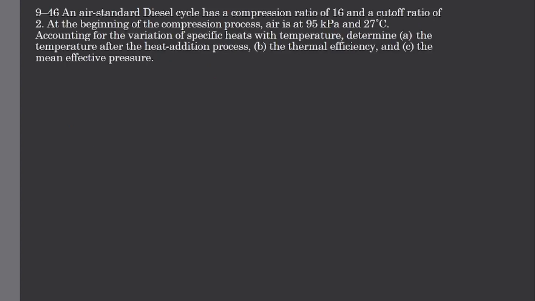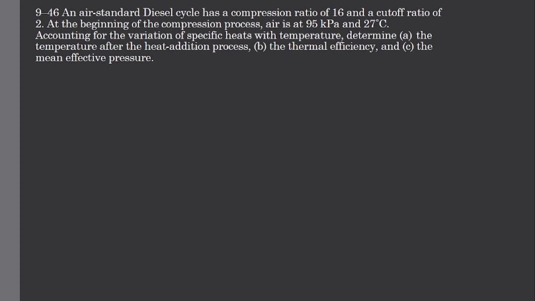So this is my problem. You can see this problem from the book of Yunus Cengel, page 540, problem 9-46. An air standard diesel cycle has a compression ratio of 16 and a cutoff ratio of 2. At the beginning of the compression process, air is at 95 kilopascal and 27 degrees Celsius. Accounting for the variation of specific heats with the temperature, determine the temperature after the heat addition process, the thermal efficiency, and the mean effective pressure.